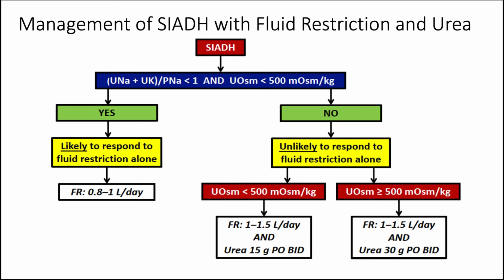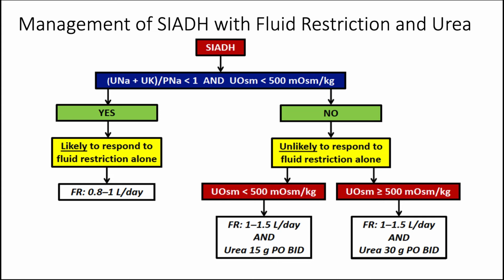Now, if the patient doesn't meet those criteria, that means they are unlikely to respond to fluid restriction alone, and you have to add a medication, which could be tolvaptan, right, which is expensive. You could also use salt tablets with Lasix, although there was a recent trial that shows that salt tablets with Lasix is as effective as just fluid restriction alone. Okay, and third choice would be urea, oral urea.